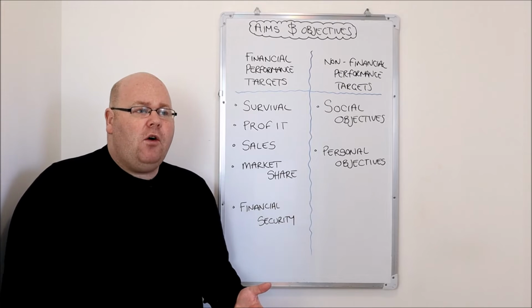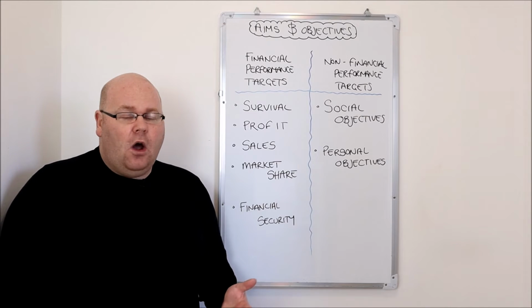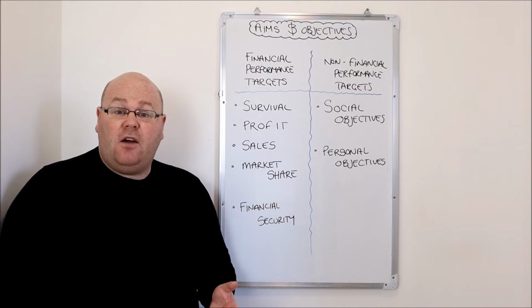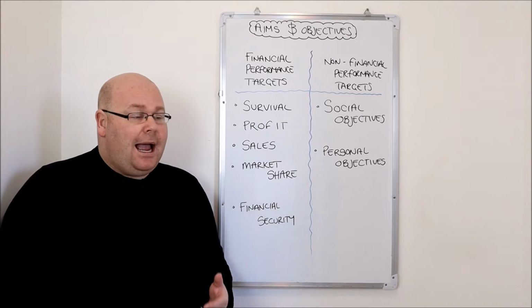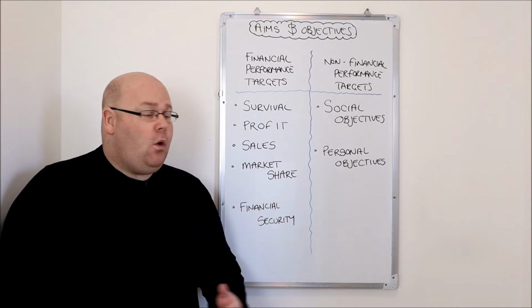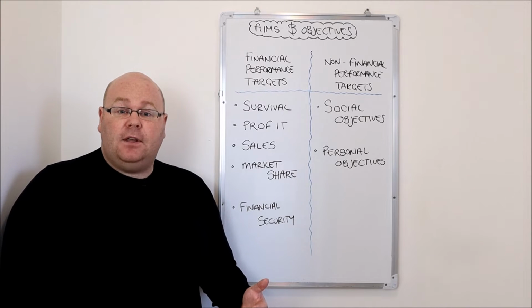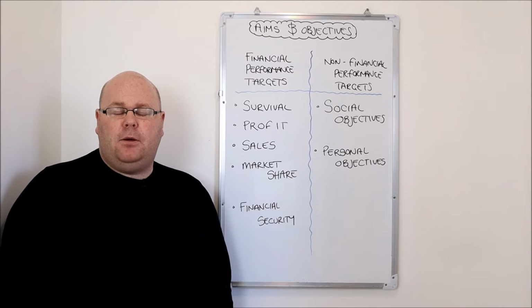So a business that's currently selling 10% of all of the cars in the UK might set itself the target of improving that percentage, and by the end of the next year or by 2 years' time to be selling 15% of the cars in the UK automobile market.